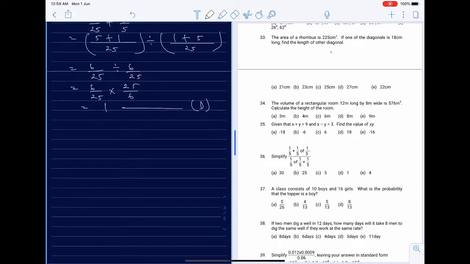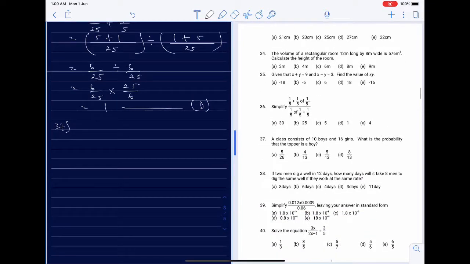Down to the next, number 37. A class consists of 10 boys and 16 girls. What is the probability that the topper is a boy? By the topper, they mean the best student in that class. Number of boys equals 10. Number of girls equals 16.